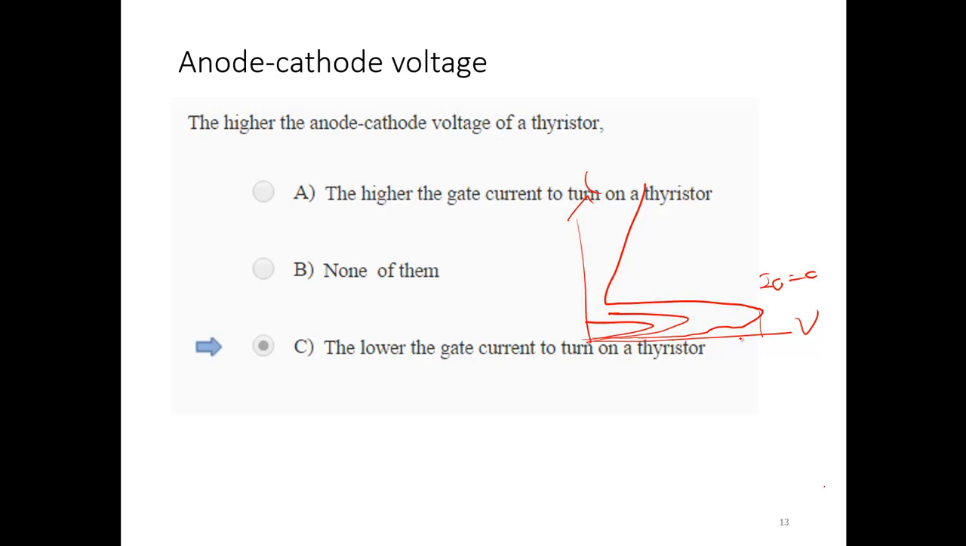If you have more voltage, you need less gate current. If you have less voltage, you need more gate current. The higher the voltage, the lower the gate current needed.